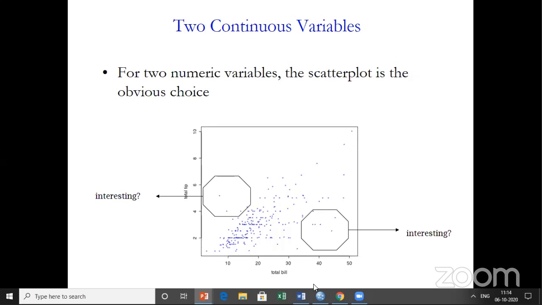So this is total bill, and this is total tips. So that is what you have here. So this is the scatter plot, the obvious choice. If you just compare this hexagon to this hexagon, definitely more points are seen here, and very few points are seen here, but the data is really showing some sort of linearity in the scatter plot. So that is what you can know here.